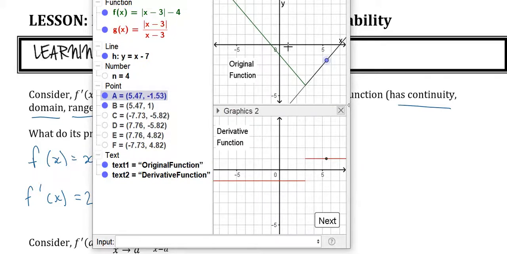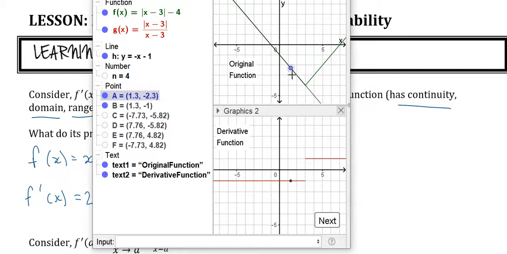Any point on this right side of the graph, what's the slope? It's just 1. So what's happening here? It's just a horizontal line at 1. But what happens when I jump to the other side? It becomes -1. And so the derivative function jumps to -1.